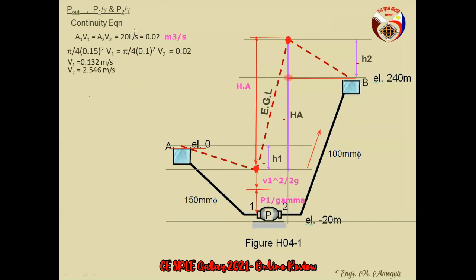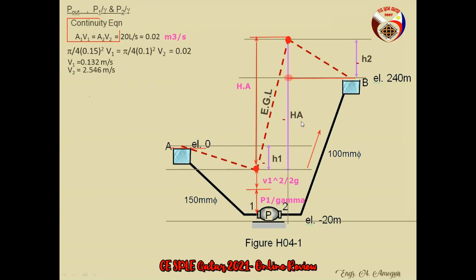Lagi yan. That is the continuity equation. So, ito yung continuity equation. Lagi yun. Hindi pwedeng hindi mo magagamit yan, kasi dalawang point lagi ito. No? So, continuity equation. Now, let's start.